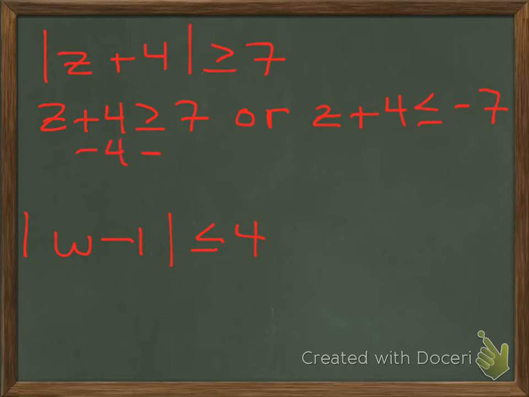And solve. So we're going to subtract 4. We get z is greater than or equal to 3, or subtract 4, and z is less than or equal to negative 11.